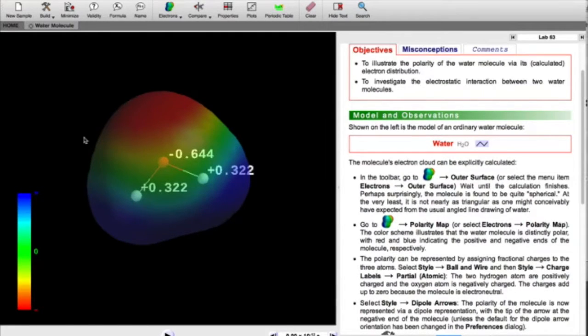Notice that the partial charge for the oxygen atom is negative 0.644, whereas the partial charge of the hydrogen atoms is each 0.322. It's important to note that the total sum of the charges must add up to 0 because water is electroneutral. The number of positive and negative charges in the molecule as a whole is the same. So, since we're just looking at an asymmetry in the distribution of the electrons, the total amount of charge must add up to 0.